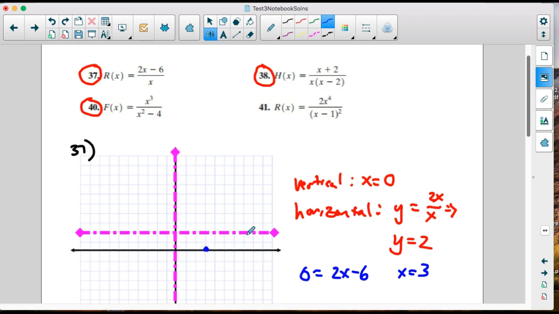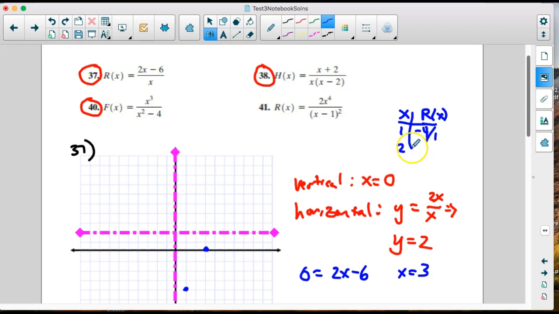Okay, and I'd try a couple other places just to see what would happen here. I would make myself maybe even a little chart of values and see what happens if we put 1 or 2 in there. We're doing r of x here. So if we put in 1 in this function, we're going to get -4 on the top, and x is 1, so we're going to get -4 at 1. 1, 2, 3, 4. So we're going to go through that point.